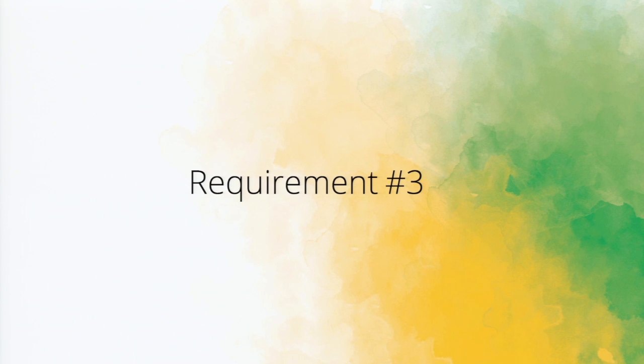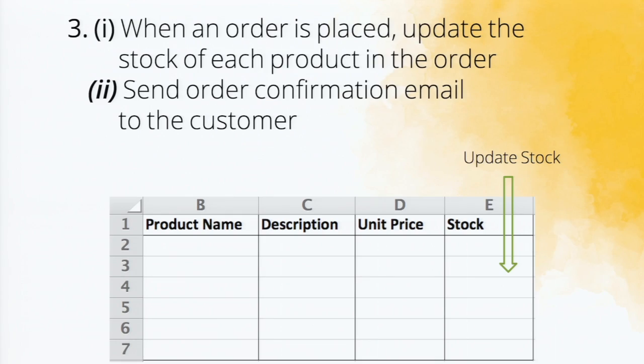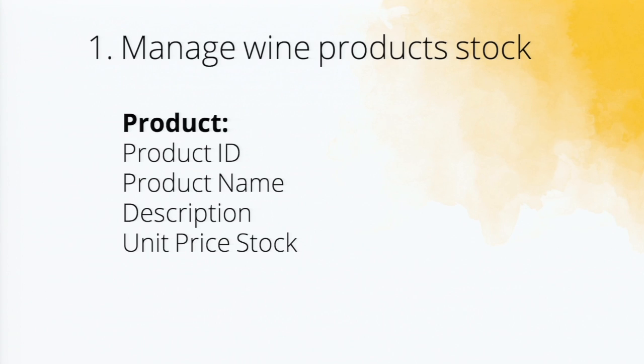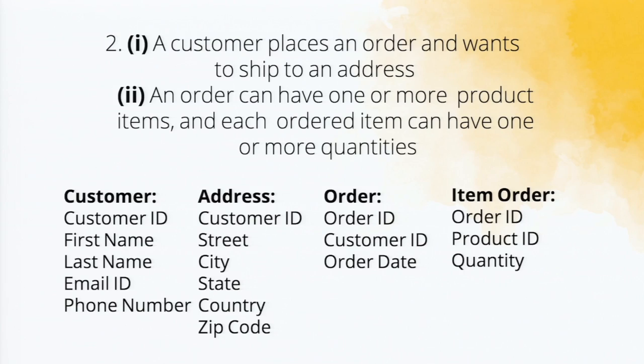So coming back to requirement 3, when the order is placed, you have to update the inventory of their order, and you want to send a confirmation email to the customer, right? So you have to update the stock of the order. Let's quickly recap the requirements, right? You had managing wine products, the inventory, where we structured it, and then we have the customer placing an order where we structured that information.